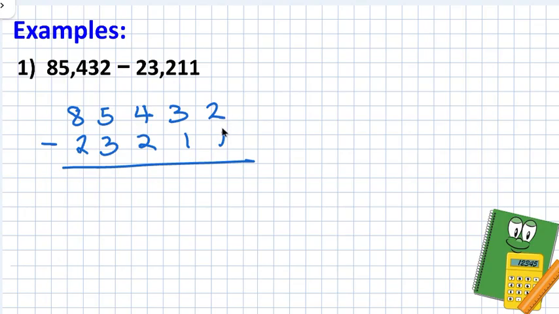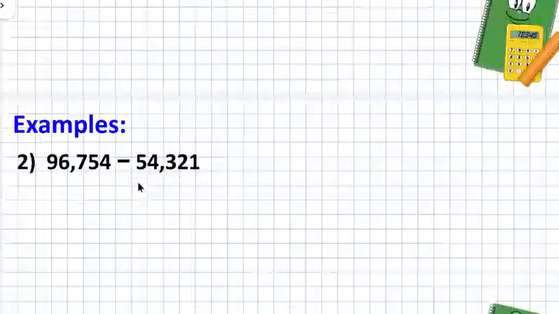Okay, in the first column from the right we have 2 minus 1, which is 1. In the second column we have 3 minus 1, which is 2. Then here we have 4 minus 2, which is 2, 5 minus 3, which is 2, and 8 minus 2, which is 6. So this is our answer. So we have 62,221. So let's take a look at our second example.